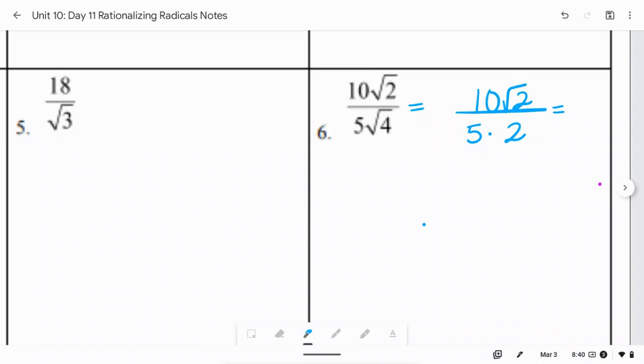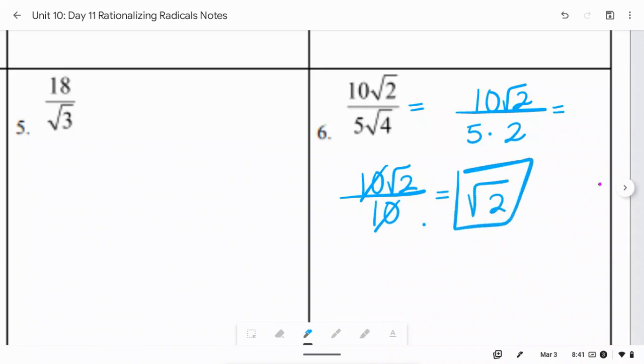So 5 times 2, I end up with 10 in the denominator, and then I have 10 square root 2 in the numerator. 10 over 10 is just 1, so the 10s actually cancel each other out. So my final answer for example 6 would be square root 2 or 1 square root 2.